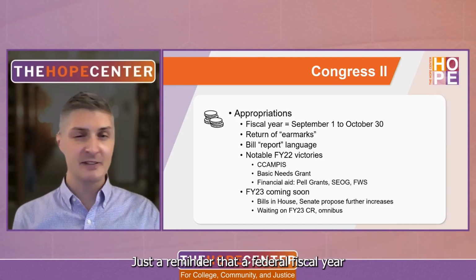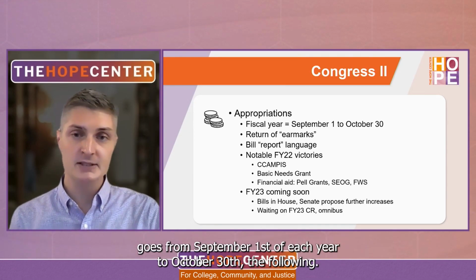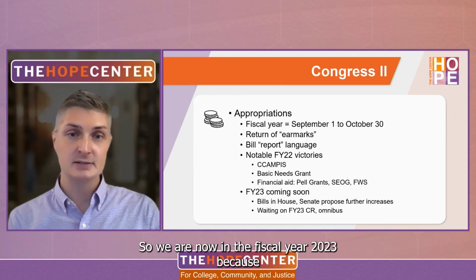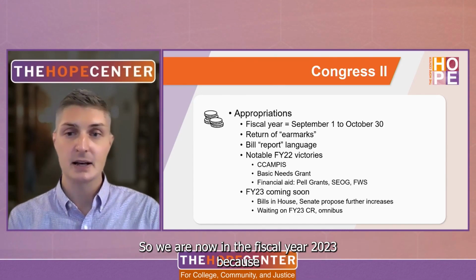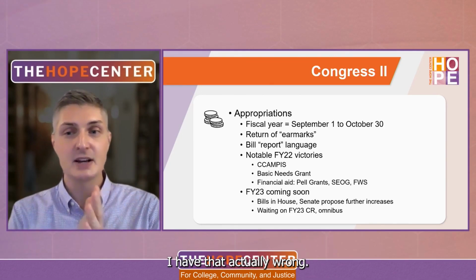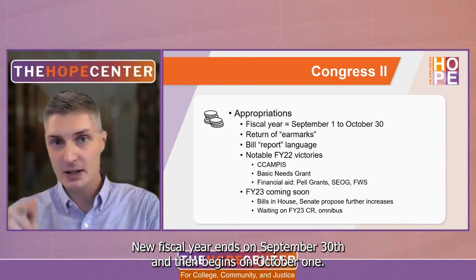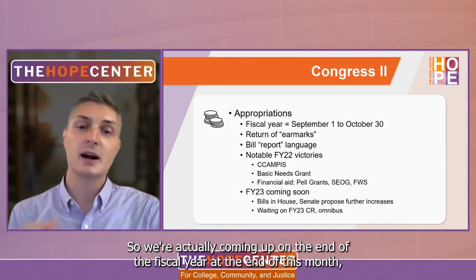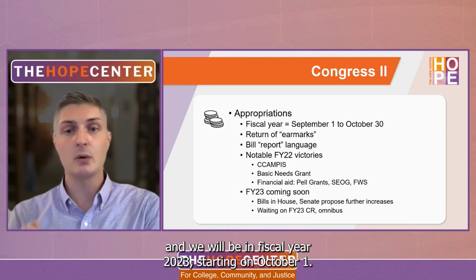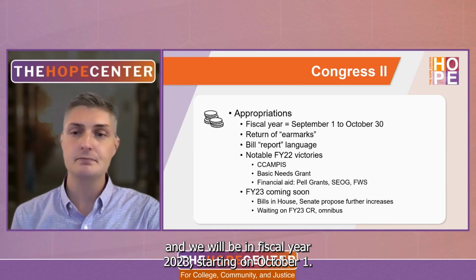Just a reminder that a federal fiscal year goes from September 1st of each year to October 30th the following. So we are now in the fiscal year 2023 because new fiscal year began, I have that actually wrong. The fiscal year ends on September 30th and then begins on October 1. Apologies on that one. So we're actually coming up on the end of the fiscal year at the end of this month, and we will begin fiscal year 2023 starting on October 1.